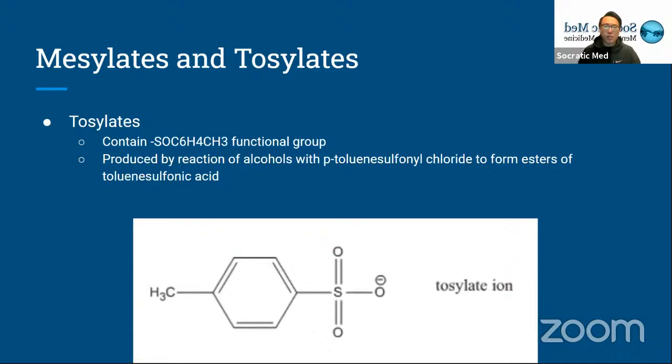Tosylates are similar, except they have a different structure. It has the formula SO2C6H4CH3. And similarly, you react an alcohol with p-toluenesulfonyl chloride in order to form an ester called a tosylate. So both mesylates and tosylates are called sulfonate esters, and they're used as protecting groups for alcohols.